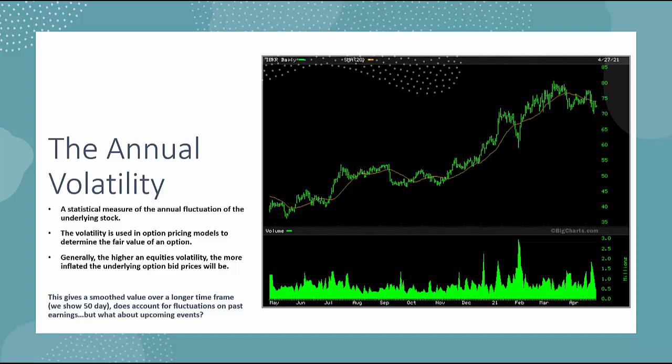Now, a longer-term volatility, if you're using a 250-day or longer, will likely give you more of a smoothed value, that smoothed curve that we see, the distribution curve, on that longer time frame. Does that longer time frame account for fluctuations of past earnings? Well, yes, it does. It will take into account any fluctuations or sudden spikes, but it's smoothed over the longer time. But what about upcoming events?